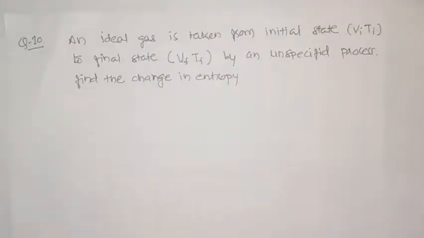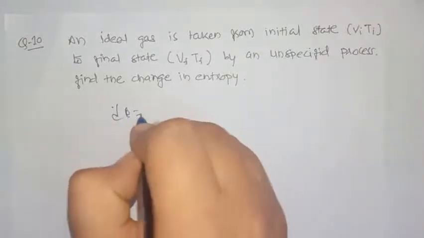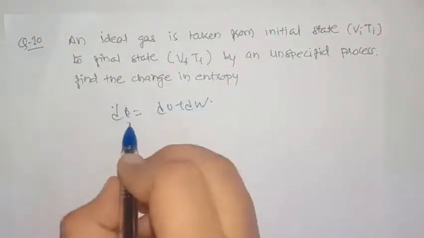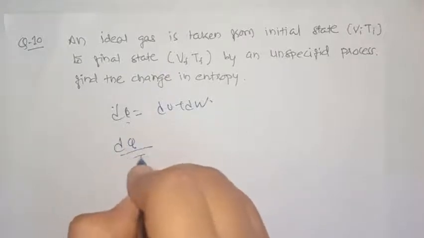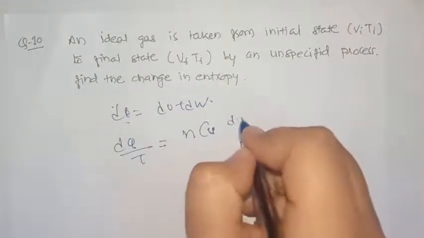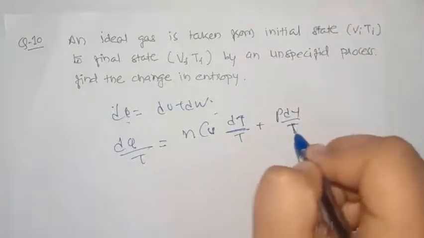Let us see one question based on the entropy. An ideal gas is taken from initial state Vi Ti to final state Vf Tf by an unspecified process. We want to find the change in entropy. Now, from the first law of thermodynamics, we can write dQ is equal to dU plus dW. Dividing both sides by temperature, we can write dQ by T is equal to n Cv dT divided by T plus dW, which is P dV by T.